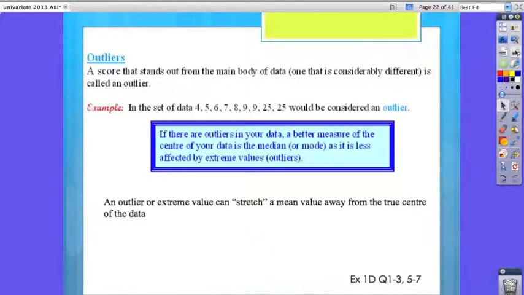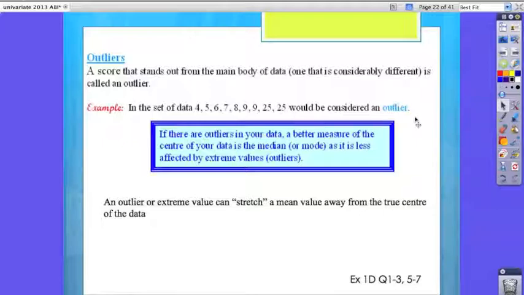Alright. And the last bit of notes for today's class is outliers. And we will do more of this when we get on to box plots and stuff. But an outlier is a result that is quite different to the rest of the results that you have. So if we have a look at our example here, can you see that they're all between 4 and 9, except for these two here. We've got 2 results that are 25. And we would consider these 2 results to be outliers because they're quite different to the other results.